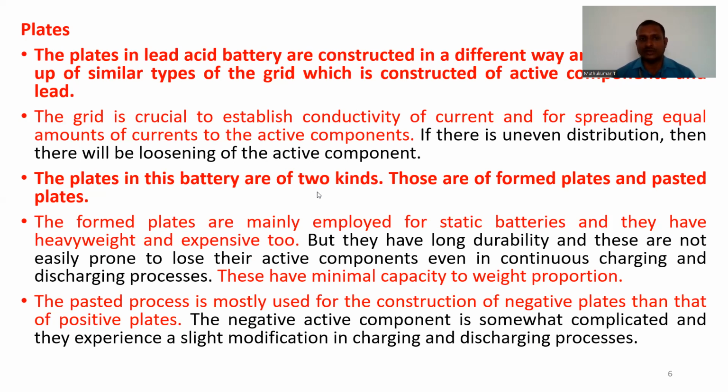There are two types of plates: one is the formed plate, another one is the pasted plate. Formed plates are mainly employed for static batteries. They have heavy weight and are expensive compared to pasted plates, and have a minimal capacity-to-weight proportion. The pasted process is most widely used for the construction of negative plates rather than positive plates. The negative active component is somewhat complicated, and it experiences a slight modification in the charging and discharging process.